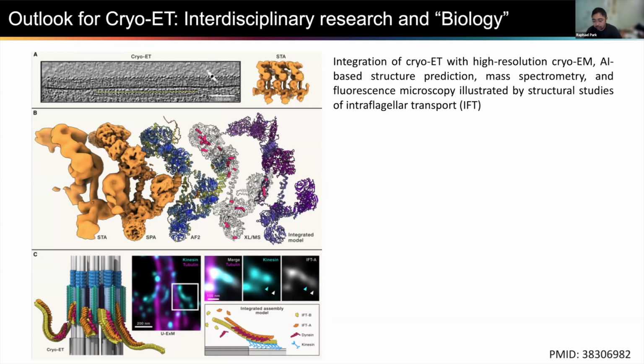Cryo-ET is really great technology, but it does not have information such as dynamics. So having complementary technologies such as light imaging or any other secondary experiment is really crucial in validating your cryo-ET data. So really putting everything together is important.